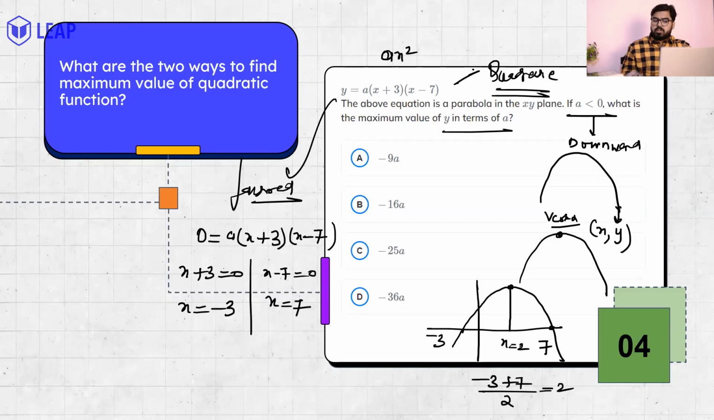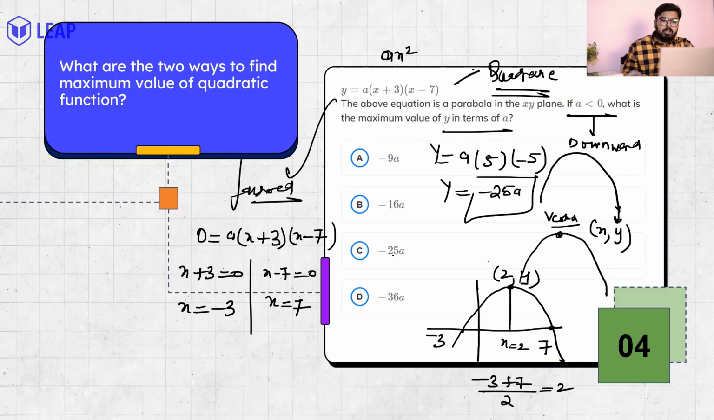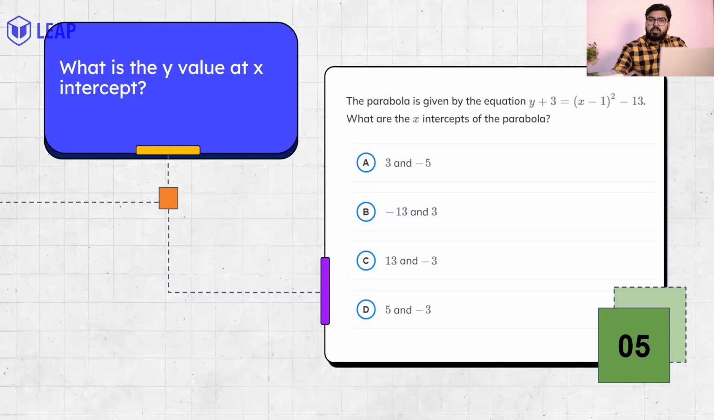Once you have the x coordinate, you can put this x coordinate of the vertex back into the equation and you get the y coordinate. So 2 plus 3 is 5, and 2 minus 7 is minus 5. So the y coordinate is going to be minus 25 times a. So that is the y value of the vertex, right? The maximum y value occurs at the vertex, so the y coordinate of the vertex represents the maximum value, right? This question, I think it's a simple one. You can do it now.